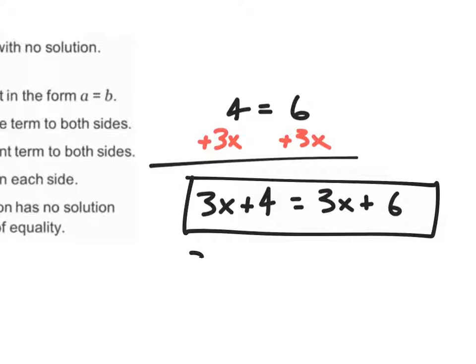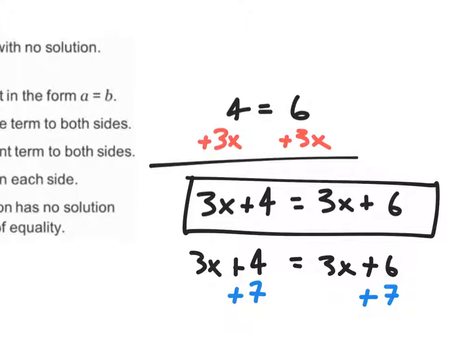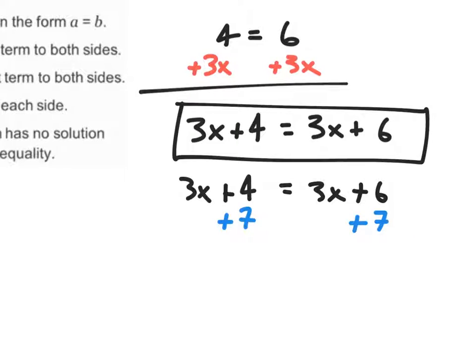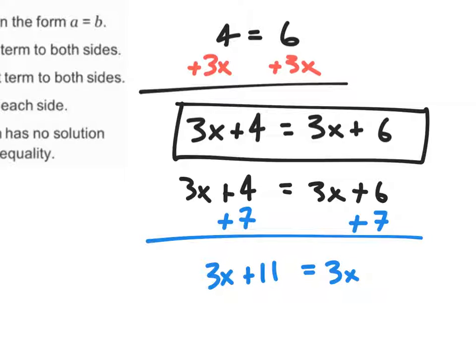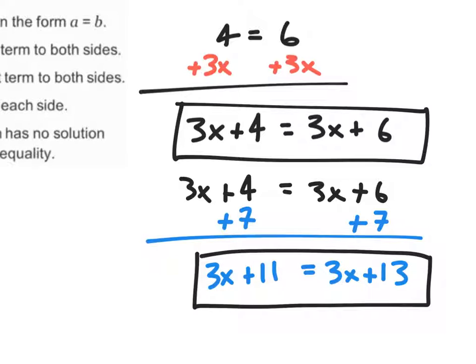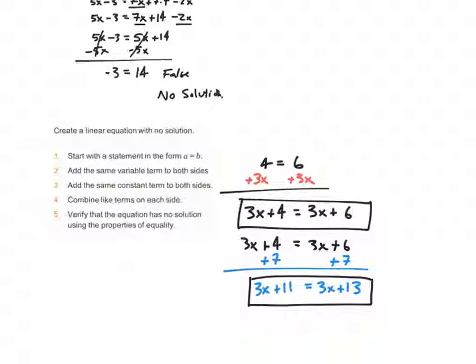Now, we could take this a step further. We could add another, add a 7 to both sides, to make it even more so. And so we'd get 3x plus 11 is equal to 3x plus 13, to make it even more unrecognizable from what we started with. And then we go from there. We could solve this and verify that we have no solution, but I'm not going to do that.